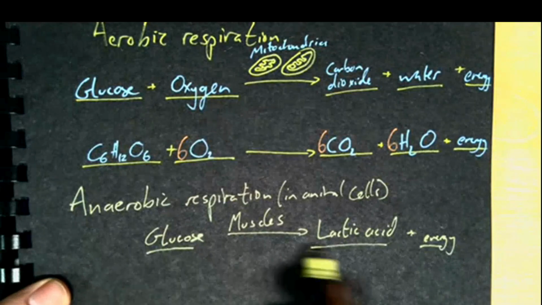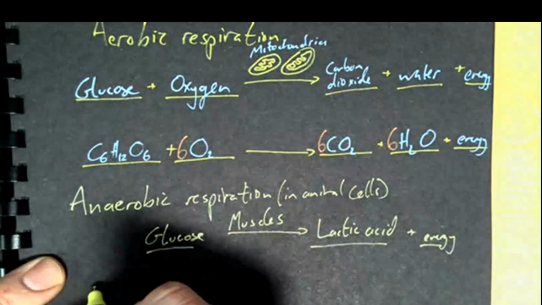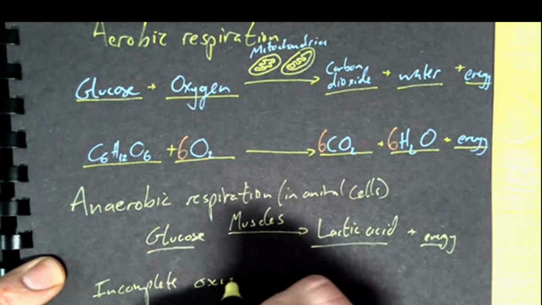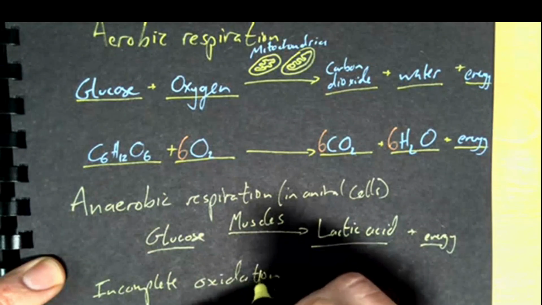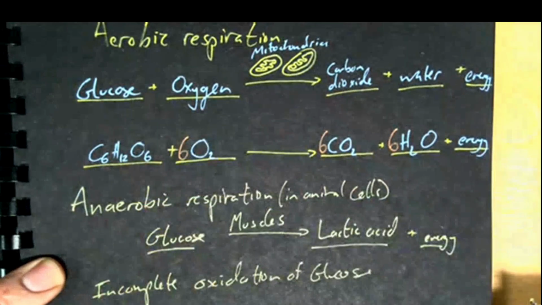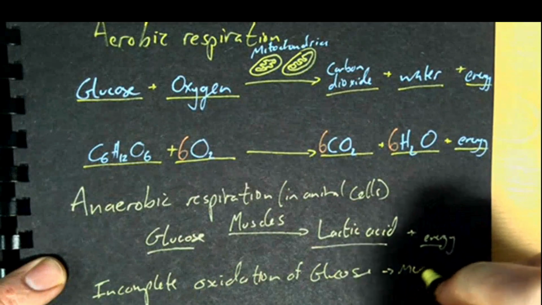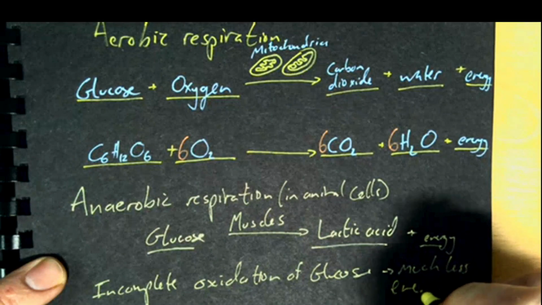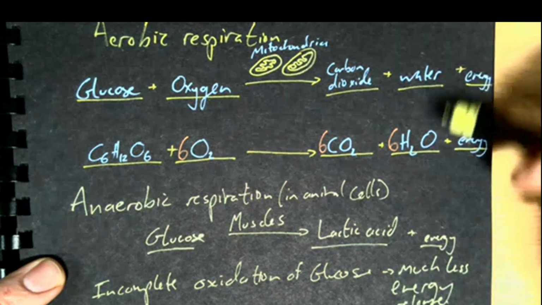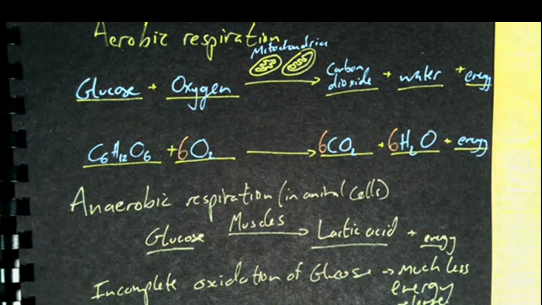And because this process is not as complete as this one, we actually say there is incomplete oxidation of glucose. And by oxidation, reacting with oxygen, incomplete oxidation, then there is much less energy released. So you're getting significantly more energy from your aerobic respiration. You're getting significantly less energy from anaerobic respiration.